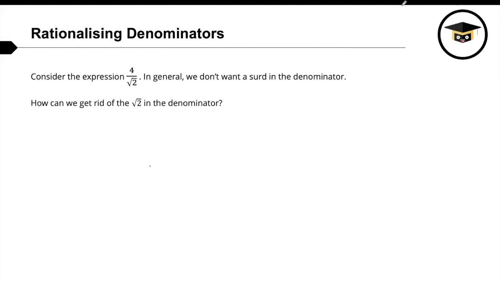Let's consider the expression 4 over root 2. In general, we don't want a surd in the denominator. It's just too hard to deal with, and we don't really know the exact value of a surd. So how on earth do we get rid of the root 2 in the denominator? Well, in this case, the best way would be multiplying by root 2 over root 2.